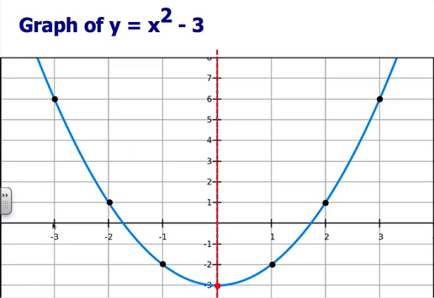Same thing, I did not include -3 on my xy chart, but if I did, I would have gotten an ordered pair of -3, 6. And as best as you can, connect all of these dots in a nice smooth curve, and this is called a parabola. This red dotted line down the middle through your vertex is called the axis of symmetry.